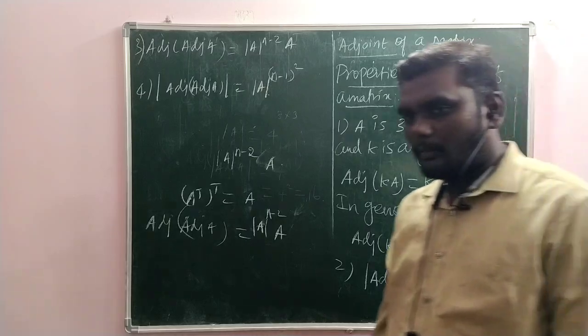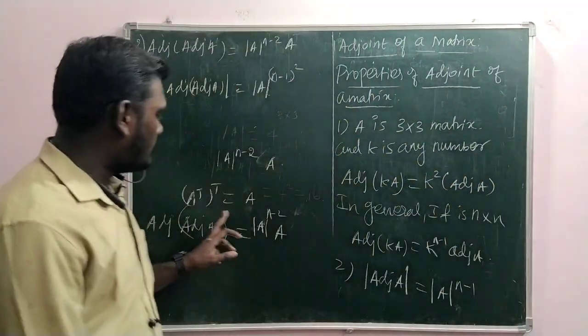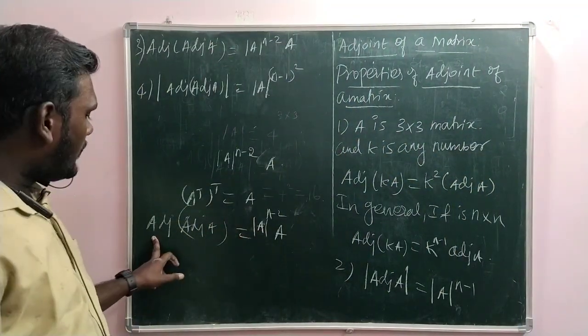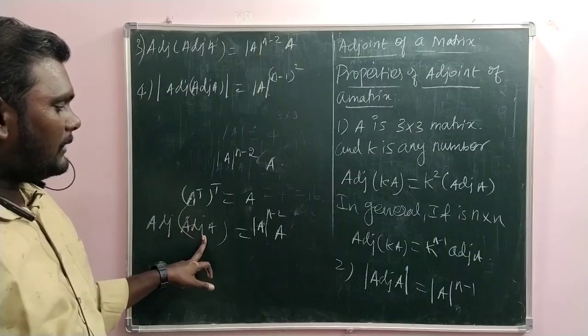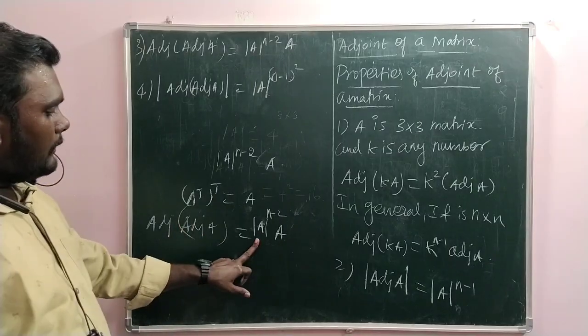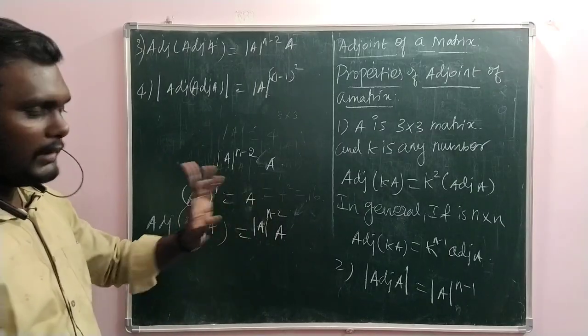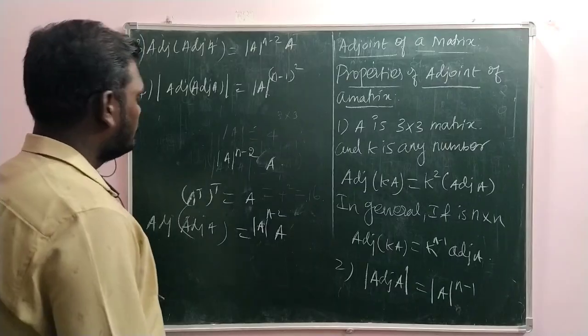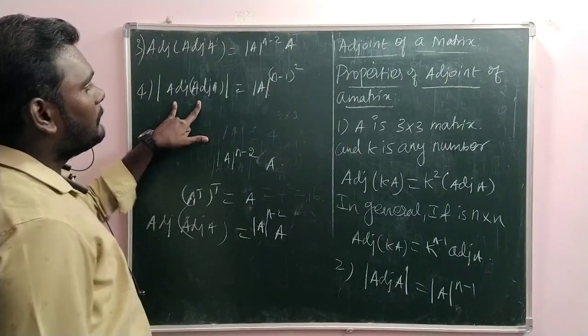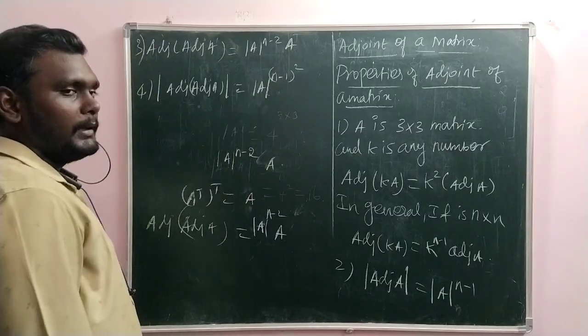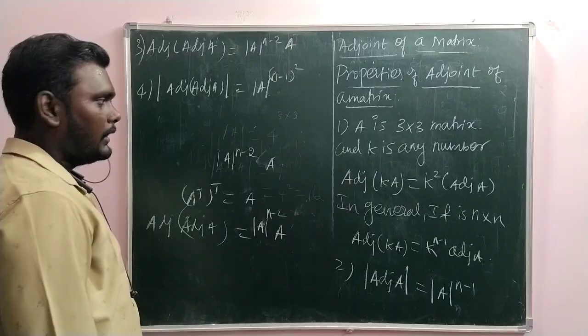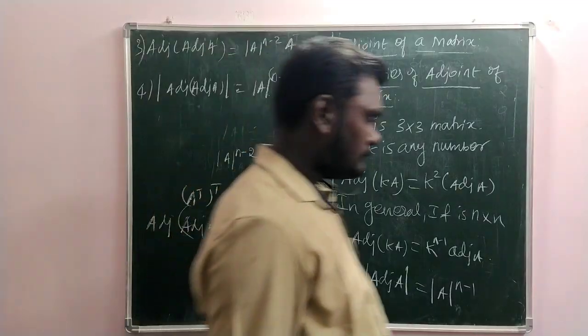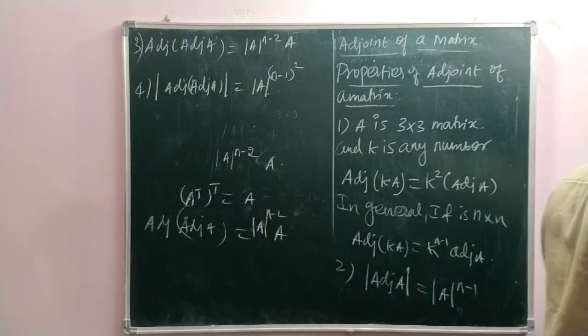Okay. See, let me explain once again. We wrote A transpose, whole transpose is A. The same way, adjoint of adjoint of the matrix is A only, but it will be multiplied with the determinant power n minus 2. And if you take the determinant of this, it will be determinant of A power n minus 1 square. Okay. That is it. Any doubts on this?